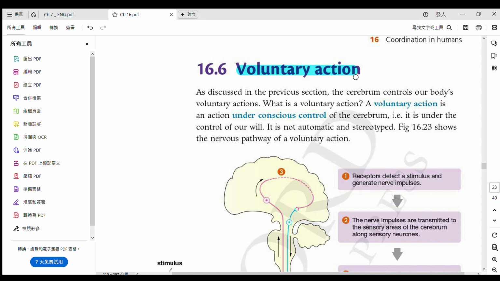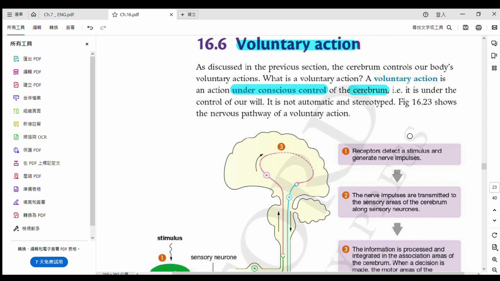So what is voluntary action? One very key definition is that you are being conscious. Okay? So you are under conscious control. So when we talk about voluntary action, which part of our brain is related? And the answer is the cerebrum.